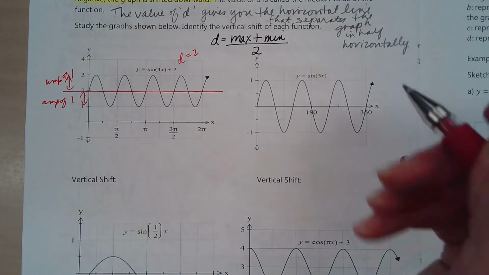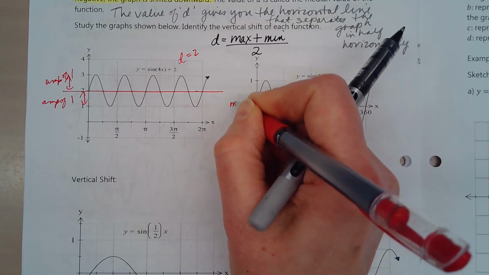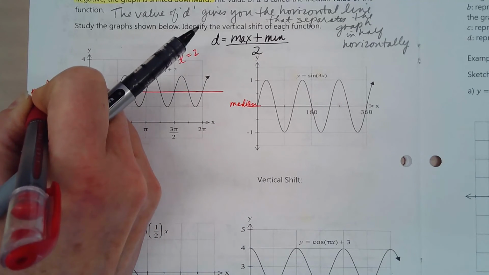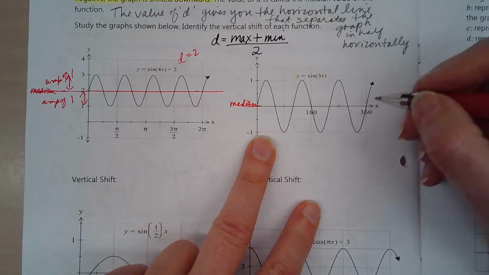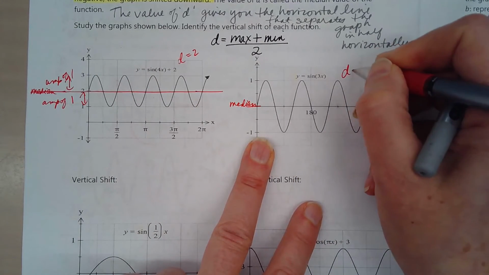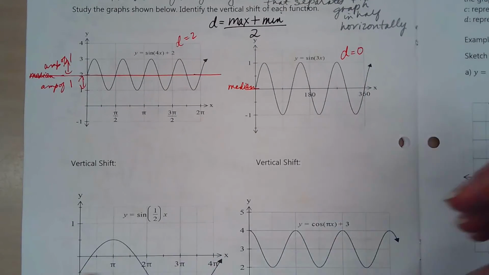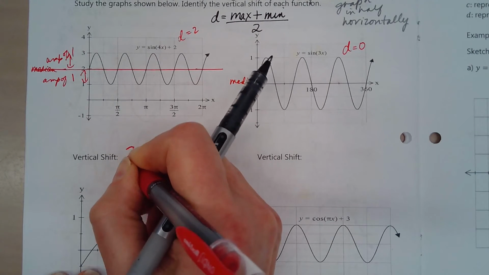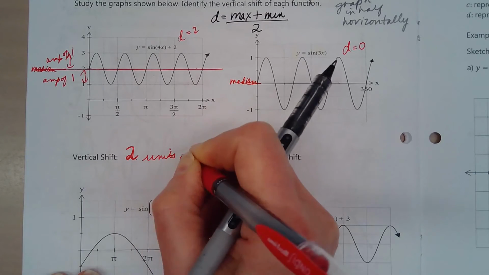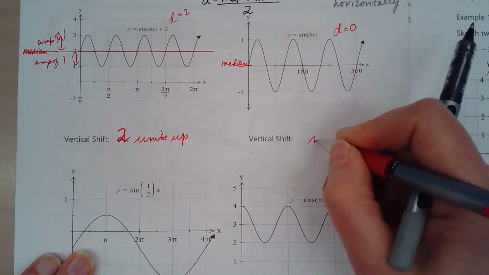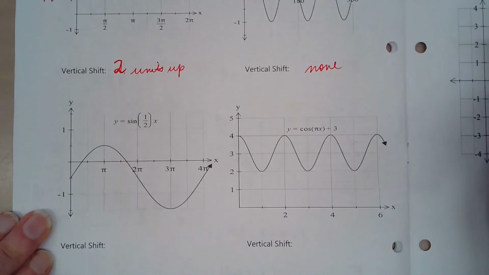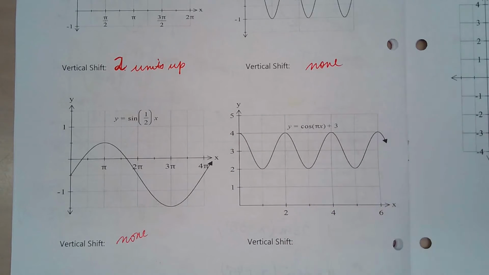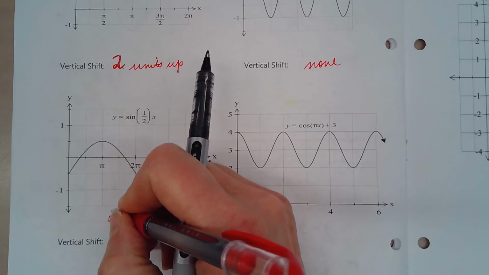And sure enough, sorry, this was my median value. Median value is 0, right? D equals 0. So the vertical shift is, I guess we'll say, 2, not 1, 2 units up. Vertical shift, none. Okay, what about this one? Vertical shift, none. Not too exciting, right? D equals 0.